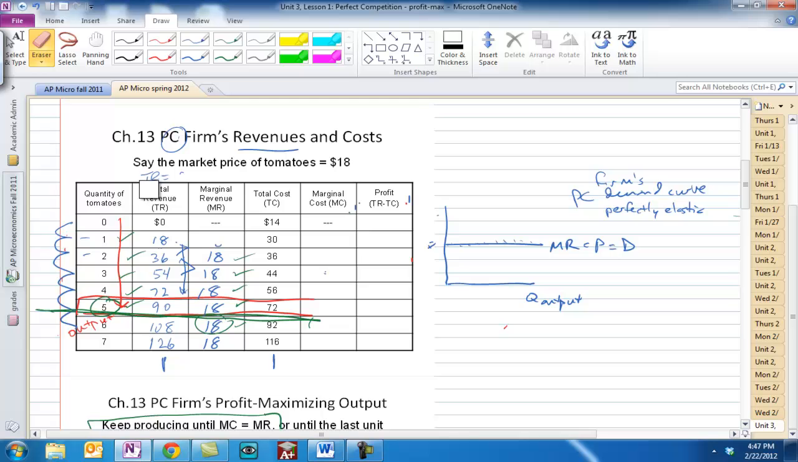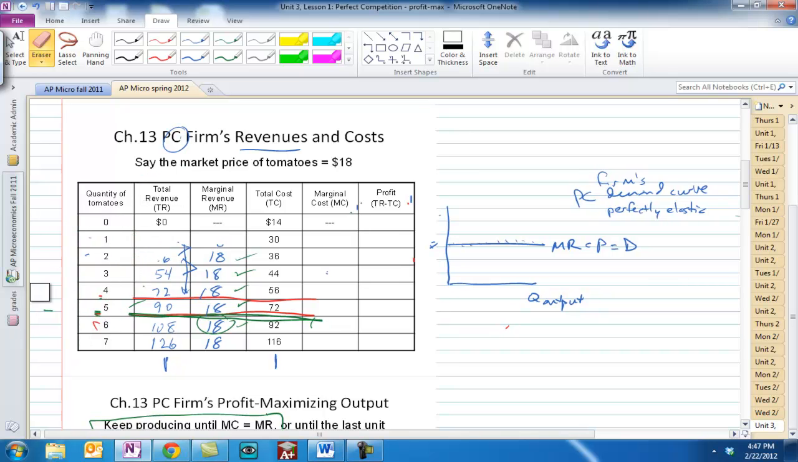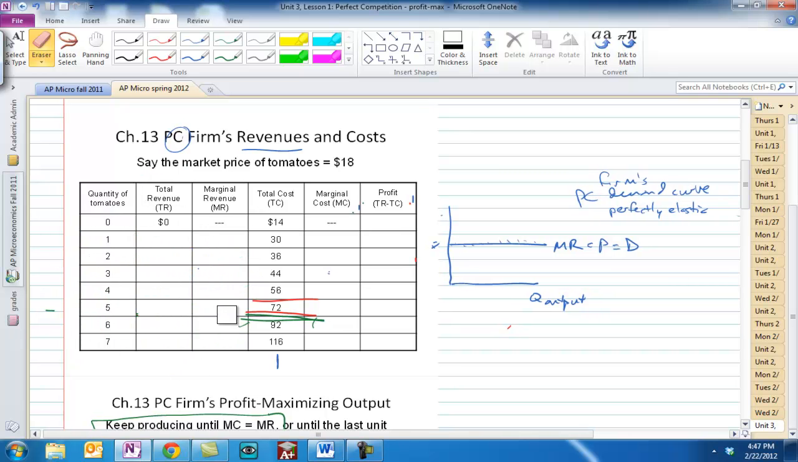And let's change the given price, the market price. Let's say for whatever reason the market price changes. Say the price now is $14. Okay, if the price is $14, again, we've got to fill in our marginal costs here to find this.